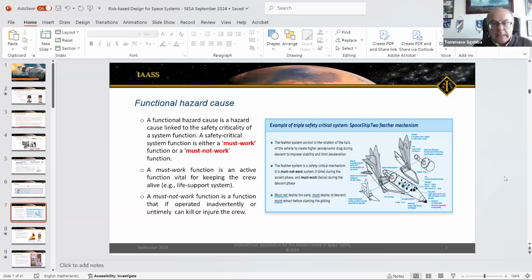This was, for example, the case of the accident in 2014 with SpaceShipTwo, where the rotation of the so-called feather system, that is the tail system of Virgin Galactic SpaceShipTwo, the untimely rotation caused the crash of the vehicle. So that rotation was done at the wrong time and constituted the cause of the accident.